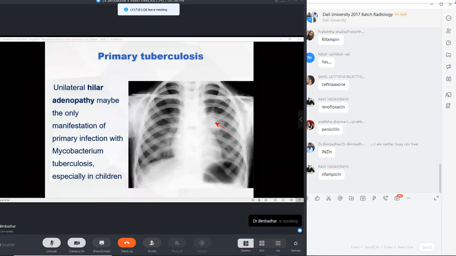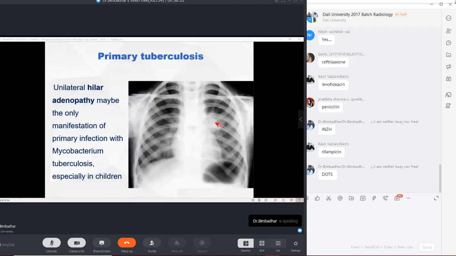And the therapy that is actually used is called DOTS therapy. DOTS therapy is nothing but directly observed treatment strategy.